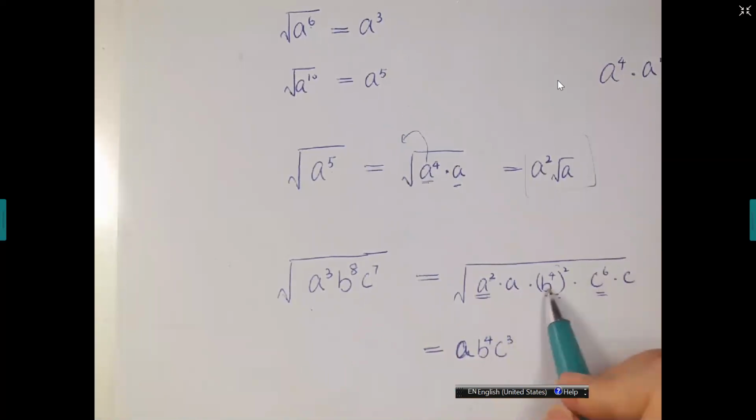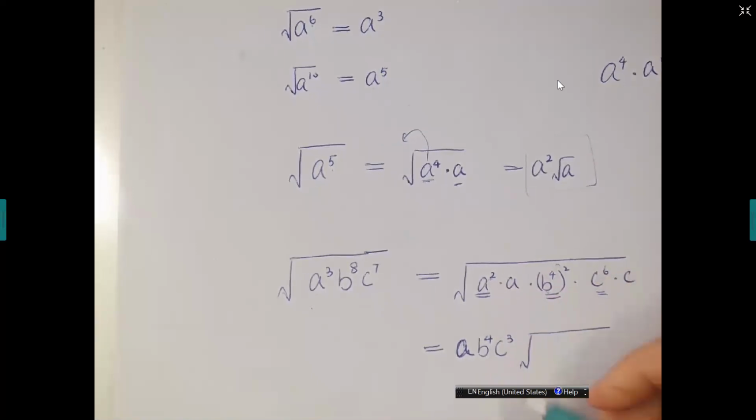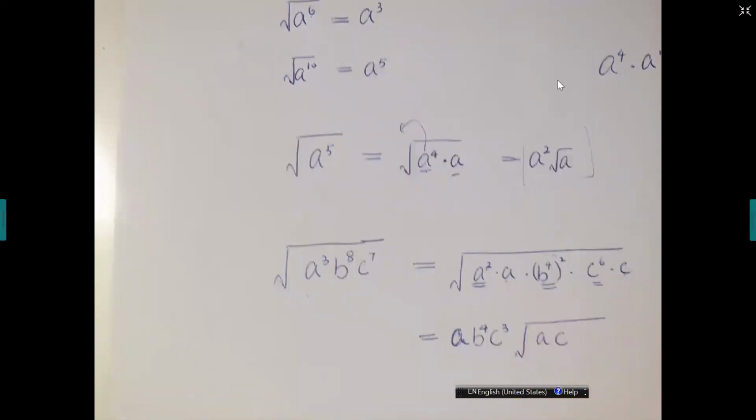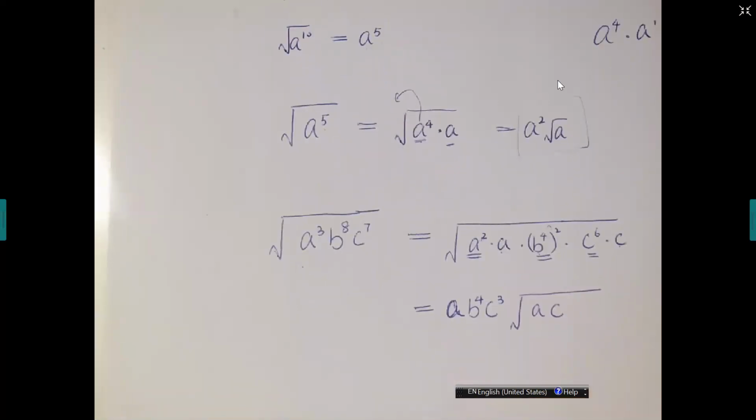So we write down whatever can be moved out and then keep the radical symbol. What is left? We have 1a left, b is gone completely, and we still have another c, so radical ac. That will be the final answer.